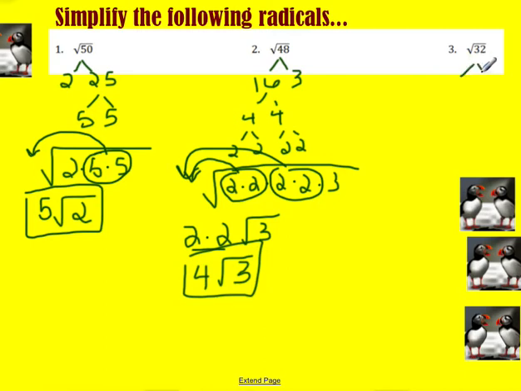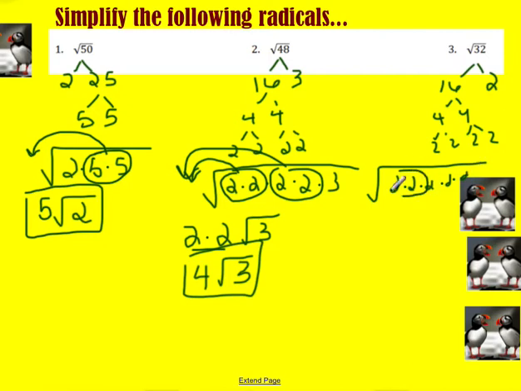Next, let's take a look at 32. So what divides 32? Well, I'm going to use 16 and 2. And then 16 is going to break down into 4 and 4, and thus 2, 2, 2, 2. So I'm going to write out my square root. I have 2 times 2 times 2 times 2 times 2.